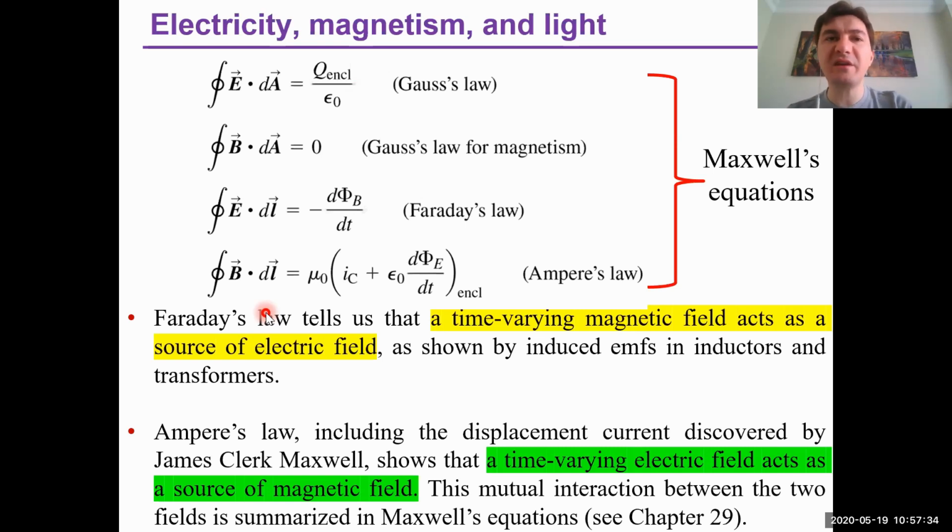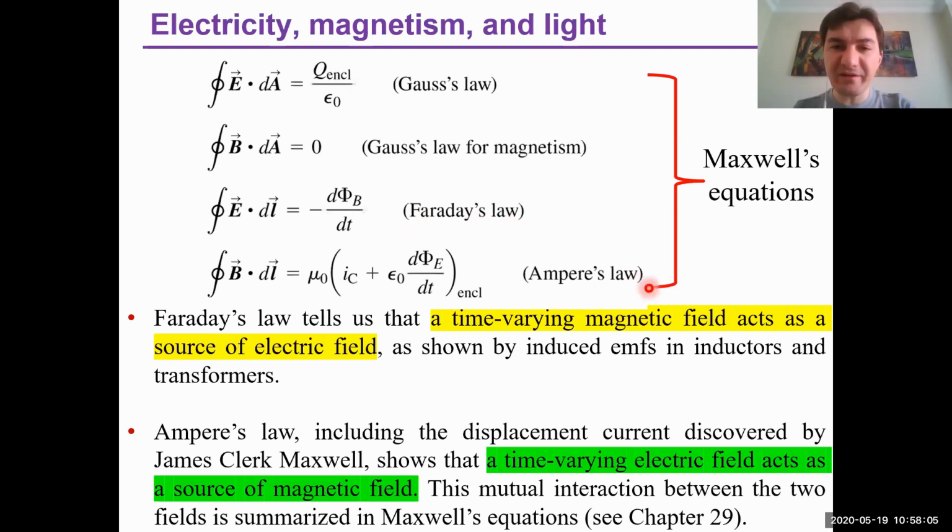So what do you see here? We have electricity, electric field, we have magnetism, and magnetic field. And we have a relation between light and electricity and magnetism. So let me remind you that a time varying magnetic field can produce an electric field, okay? This was Faraday's law.